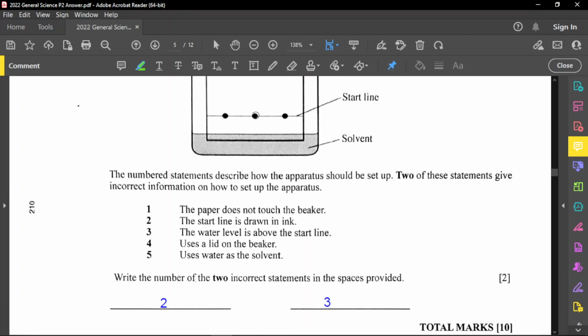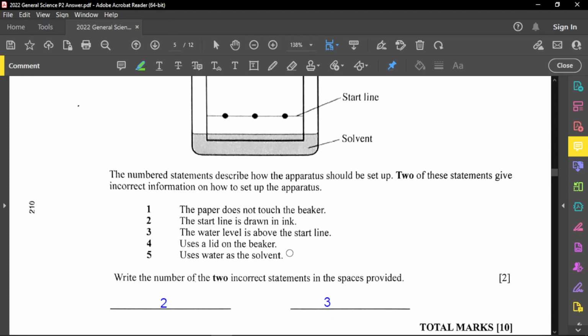It could interfere with the dots of ink. And so for three, it said the water level is above the start line. No, it should be below the starting line. And so the water or the solvent that you use will eventually climb up onto the paper. All right, it said use a lid on the beaker. Yes, you can use a lid on the beaker. That's fine. Use water as a solvent. Water can be used as a solvent.